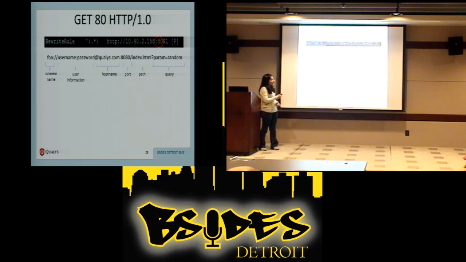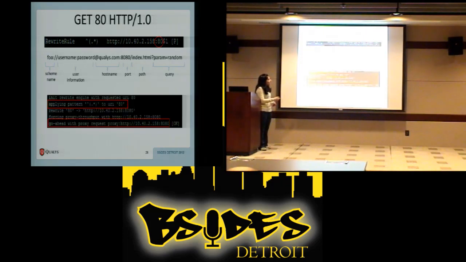Our rewrite rule has the rule 10.40.2.158 followed by port 80, and in our request we are trying to request the page 8080. Now let's see what happens. This is going to be our URI, which is obviously going to match our regular expression star, and then it's going to be assigned to $1, and the final request that you have is 10.40.2.158:8080, right?